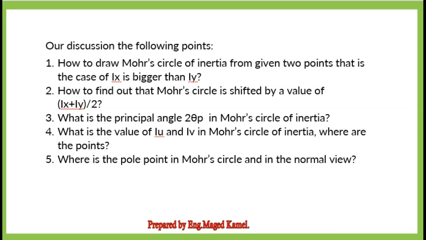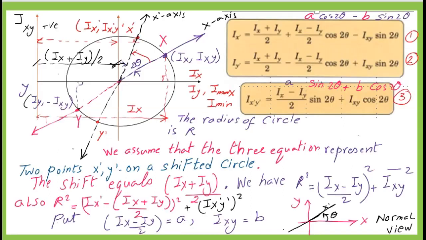Number three, what is the principal angle theta sub p in Mohr's circle of inertia? Number four, what is the value of Iu and Iv in Mohr's circle of inertia? Where are the points? Number five, where is the pole point in Mohr's circle and in the normal view?